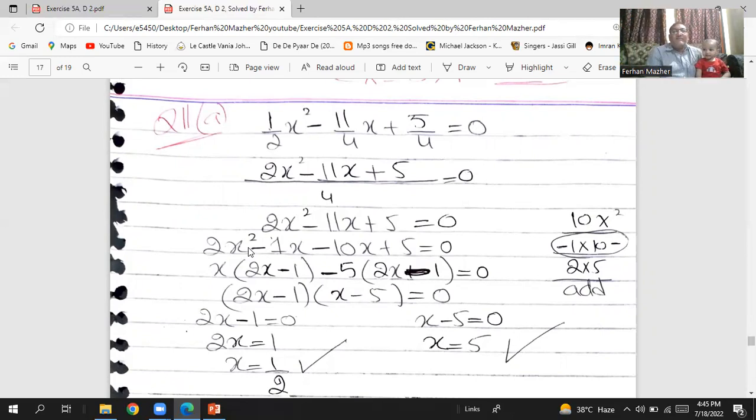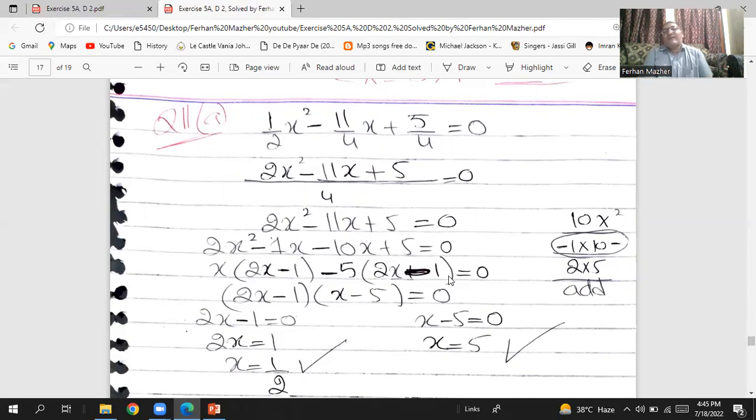So we will have 2x square that will multiply with the 5. You get 10x square. So we will write the factors of the 10, and the factors of the 10 are 1 and 10, 2 and 5. So because with the third term we have the positive sign, I am looking for that pair which by addition will give me minus 11.